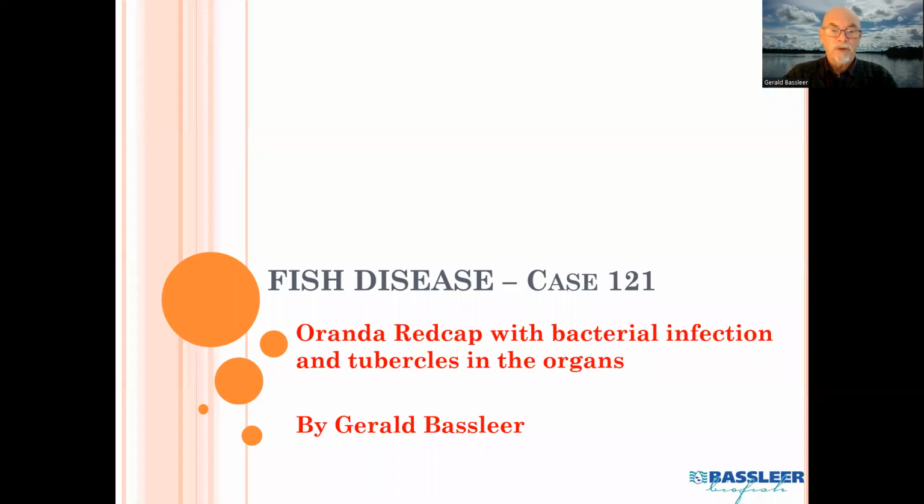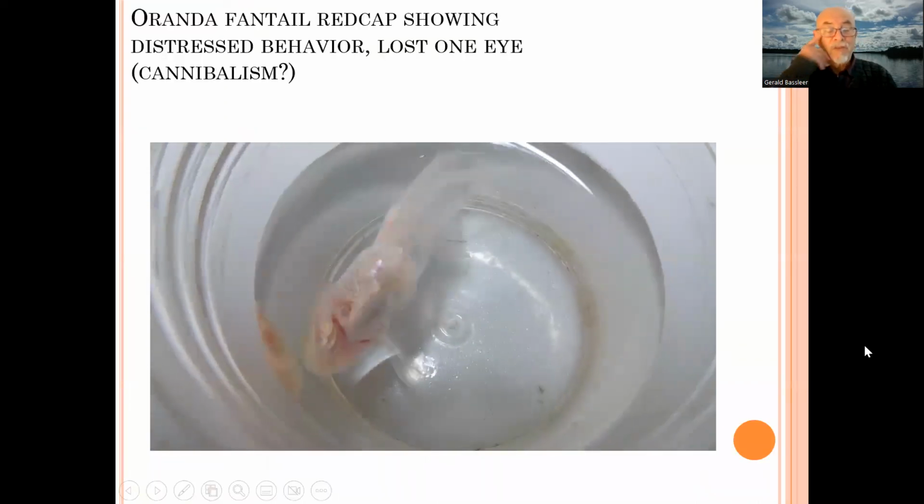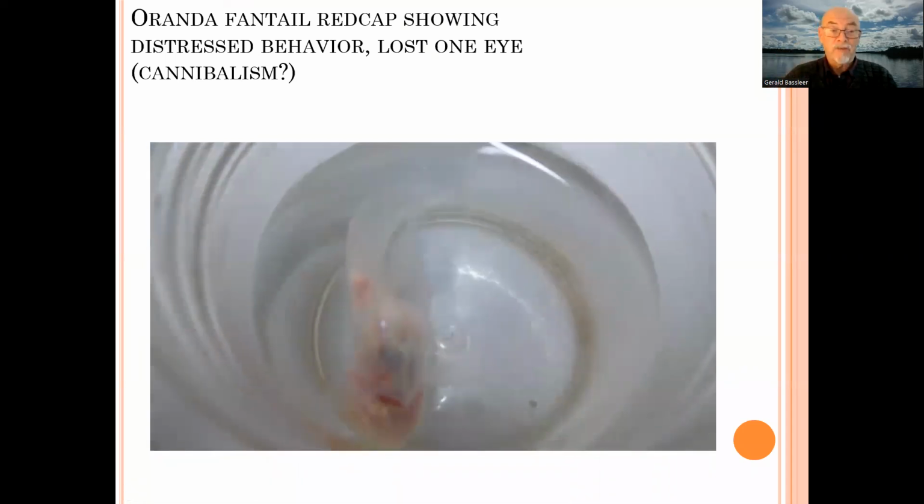Hello, dear aquarist. Today our fish disease case number 121 is about a red cap fantail that was showing very bad distressed behavior. I will show you my PowerPoint where the red cap fantail had a bacterial infection and tubercles in the organs. And here we can see how that behavior is very abnormal.